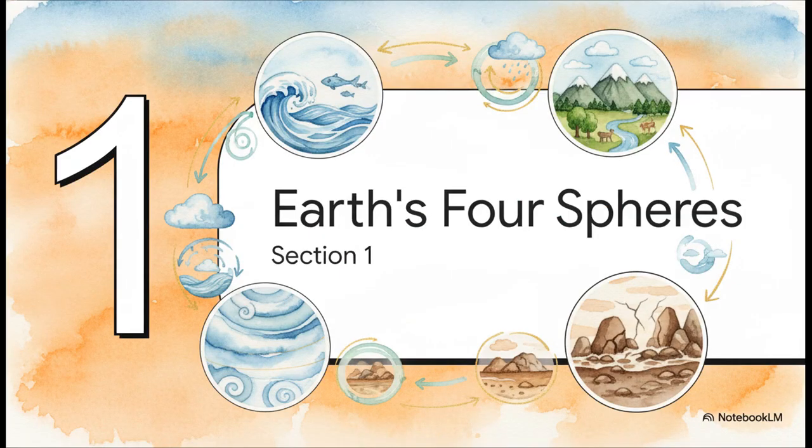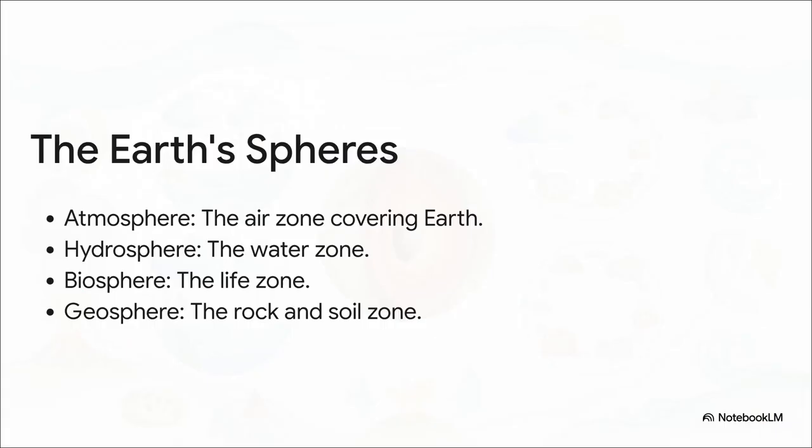Section 1. The Earth's four spheres. Let's kick things off by looking at the four perfectly balanced, interconnected systems that make life on Earth possible. You see, our planet isn't just some lifeless rock floating around in space. It's this beautiful, complex interaction of four distinct zones.